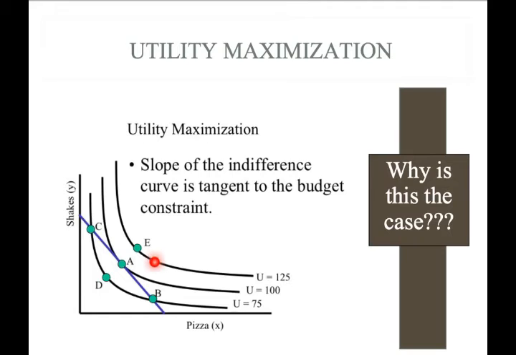We'd love to be out here at point E, but the reality is we cannot because we are constrained by our budget, and thus if we're maximizing utility as an optimizing rational consumer, we're at that point where the 2 lines are tangent to each other. That's optimization, where we have the indifference curve just touching the budget constraint.